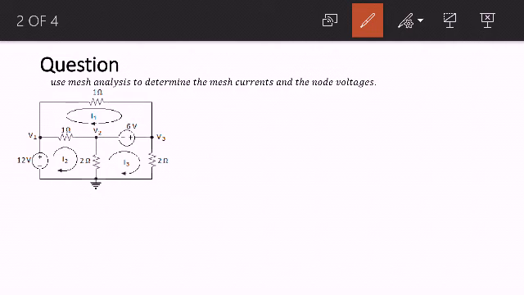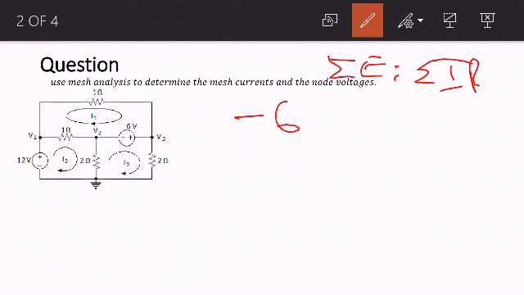Now let's take loop 1. Remember, according to Kirchhoff's law, the summation of the EMFs is equal to the summation of IRs. If you consider loop 1 with the 6 volts EMF, that's going to be minus 6, because the direction of the loop is going from positive to negative. Now equal to the IR for this 1 ohm resistor, we're going to have 1 into I1 minus I2.